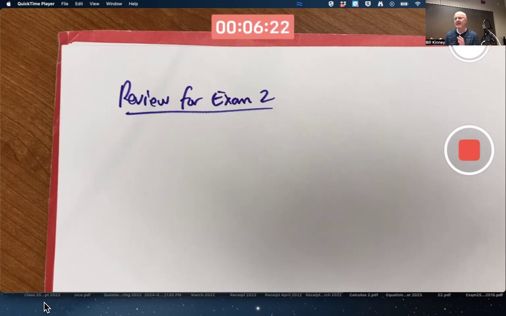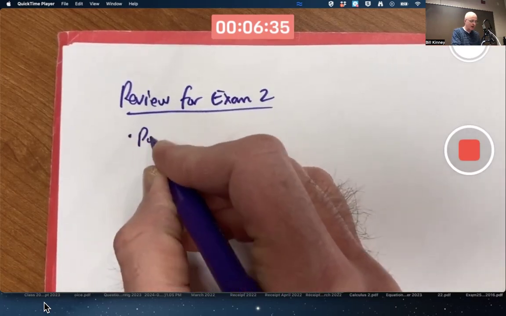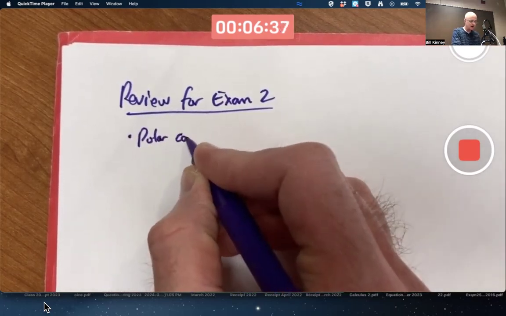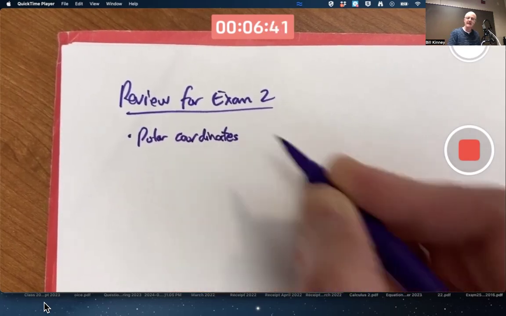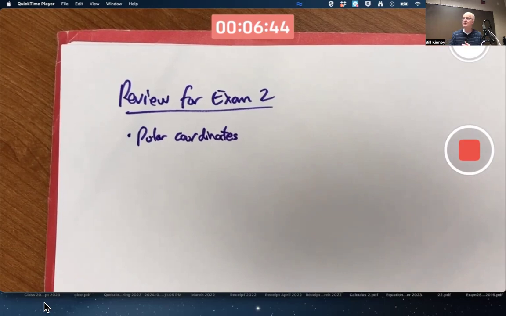You could say this content has been the heart of the course, the heart of Calculus 2, though I would probably also include the volume problems in that as well. We did that for exam 1. With polar coordinates, you should be able to do basic things. Basic things would include converting between polar coordinates and rectangular coordinates.